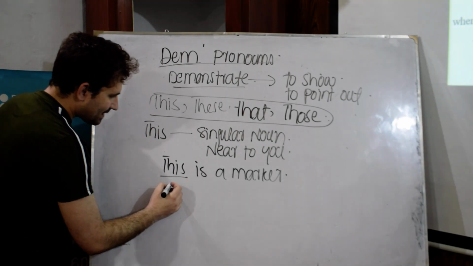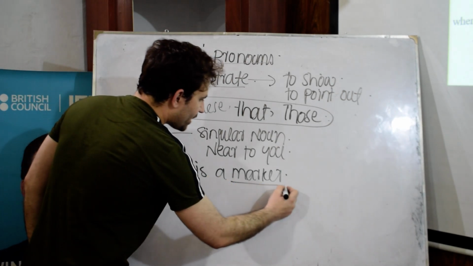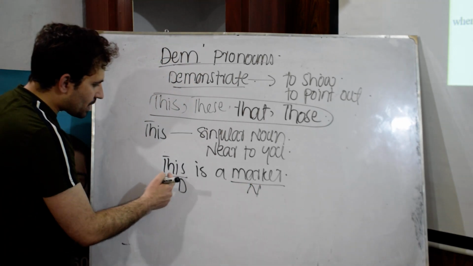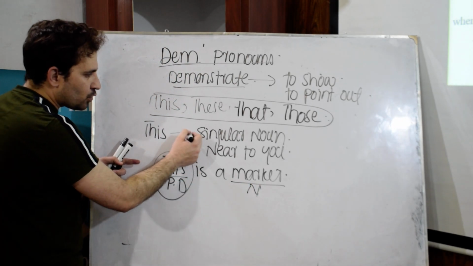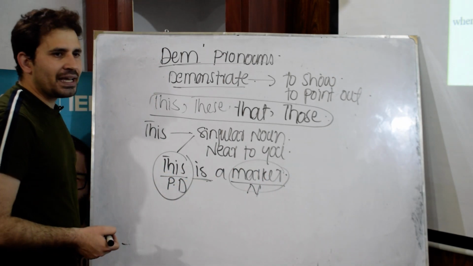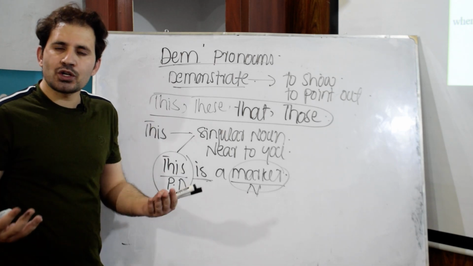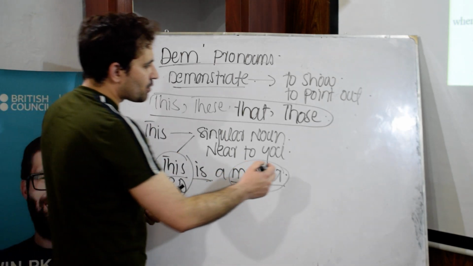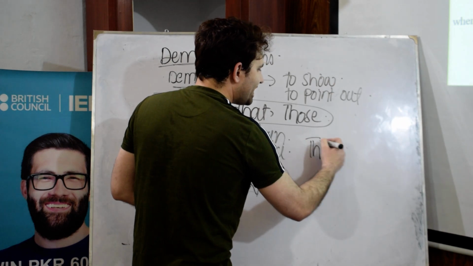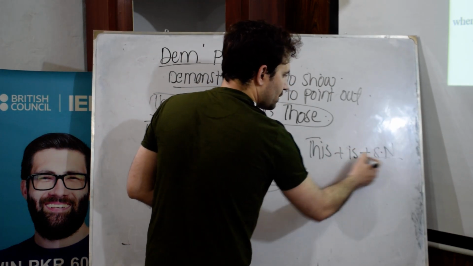So now this is a pronoun. What type of pronoun? We call it a demonstrative pronoun. And what is marker? Marker is a noun. Remember, this is used for a singular noun, so your noun should also be singular, and after this is followed by is, not are. So this is the simple formula for it. First of all, you can say this, after this put is, and after that a singular noun.